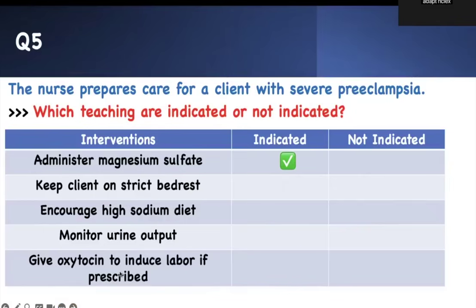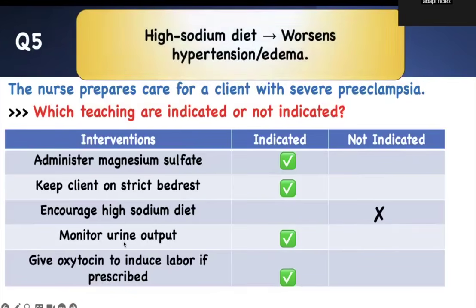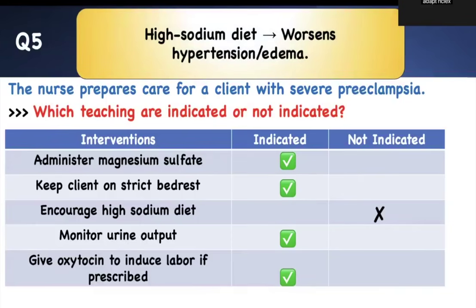Of course, magnesium is indicated. We don't want the mother to have seizures, so stay in bed. Sodium is going to increase your blood pressure, so that's not good. We're going to monitor your urine output, including your reflexes and everything, if you're getting magnesium. And of course, delivery is the best way to prevent this problem. Therefore, if it is prescribed and is indicated, I'm going to give it to the mother. So this is the key aspect you've got to pay attention to. A high sodium diet is going to worsen your hypertension and edema, so we don't give it to you. No, low sodium diet.